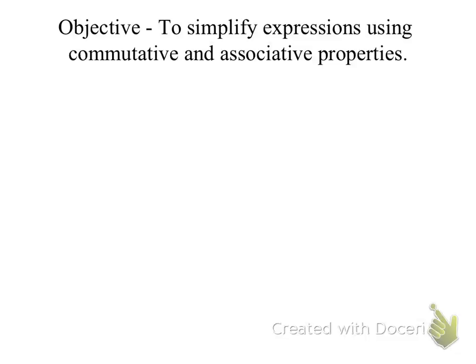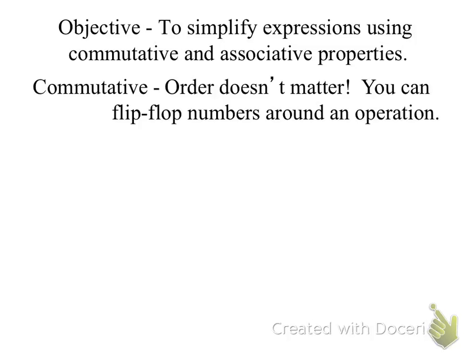All right, so this is section 2.1. The commutative property. You are doing page 67, 1 through 42 even.